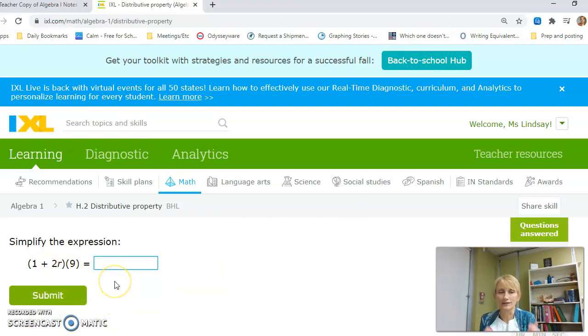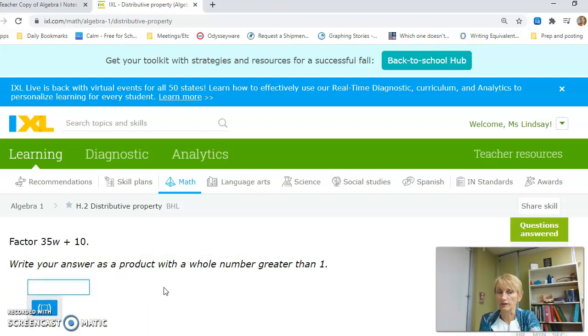Now we're back. It doesn't matter if the number by itself is at the front or the back. It's still the same thing. So 9 times, I always start kind of at the left more though, so 9 times 1, and 2r times 9. And it would be okay if you wrote 18r plus 9. That's still the same thing.